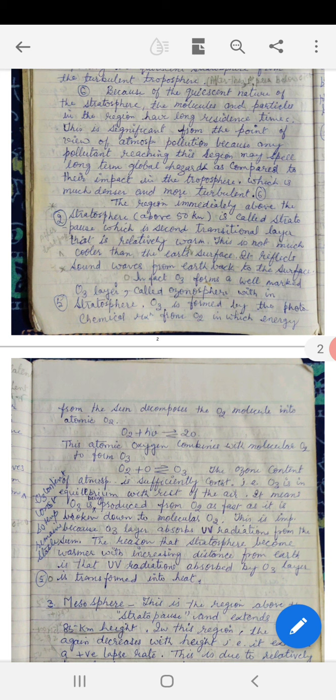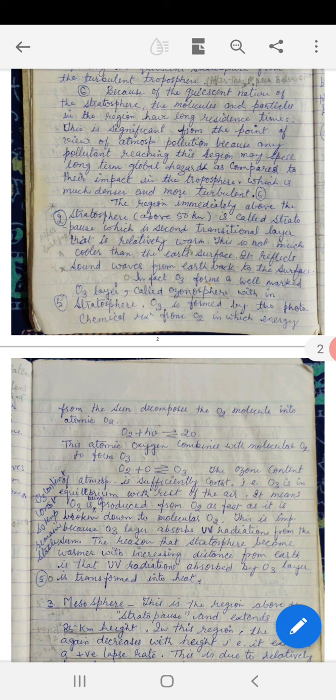It means ozone is being produced from oxygen as fast as it is broken down to molecular oxygen. This is important because the ozone layer absorbs ultraviolet radiations from the sun. The reason that the stratosphere becomes warmer with increasing distance from the earth is that ultraviolet radiations absorbed by the ozone layer are transformed into heat. Ozone content is constant, so temperature remains stable in this layer.